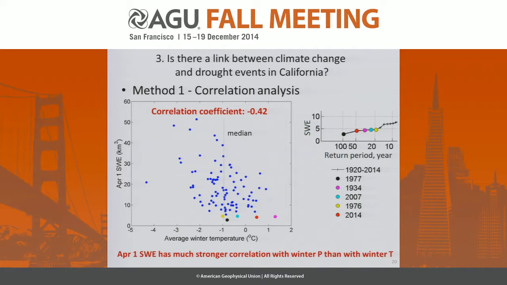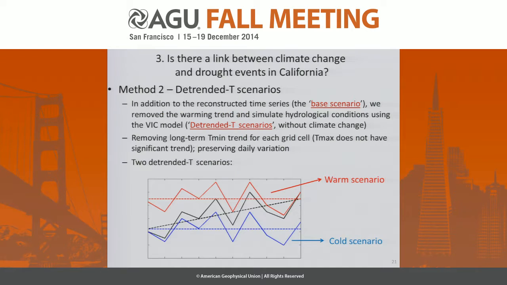But recall that winter precipitation doesn't have a long-term trend, but lots of variability. So this leads us to think that the variability in winter precipitation might also be the main cause of drought events. To further support this argument, we did the second analysis, detrended temperature scenarios. In addition to the base scenario that we have already talked about, we removed the increasing trend in our temperature data, and then used the hydrologic model to simulate the hydrological conditions without climate change.